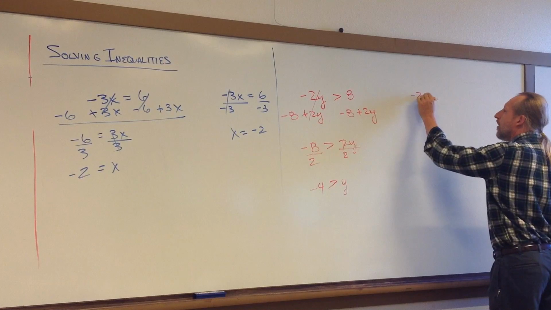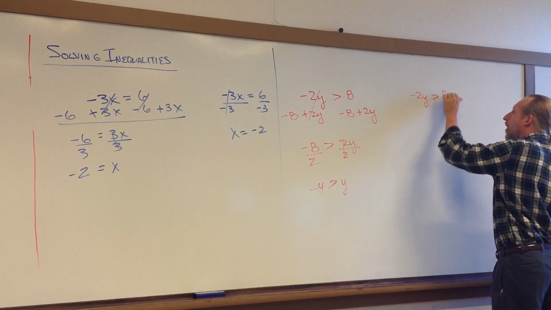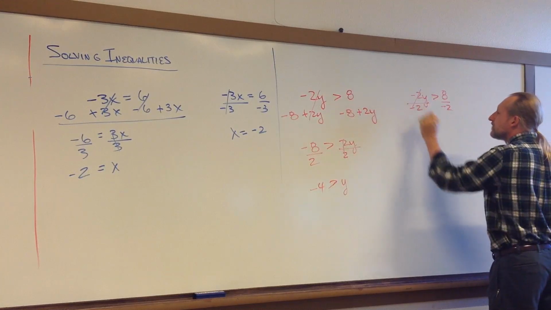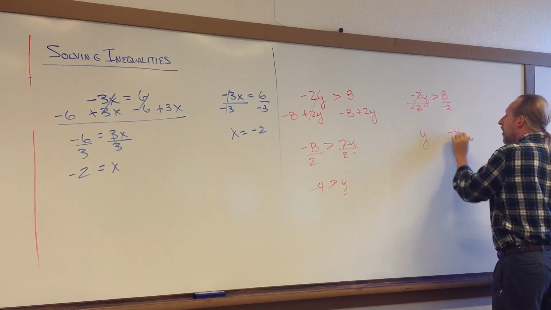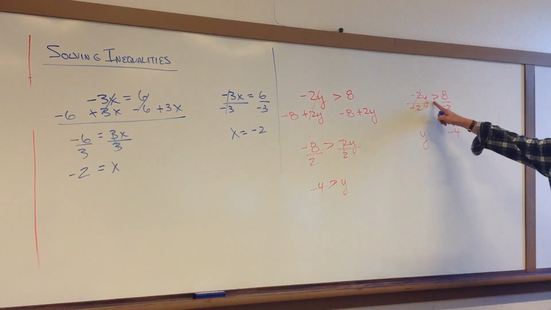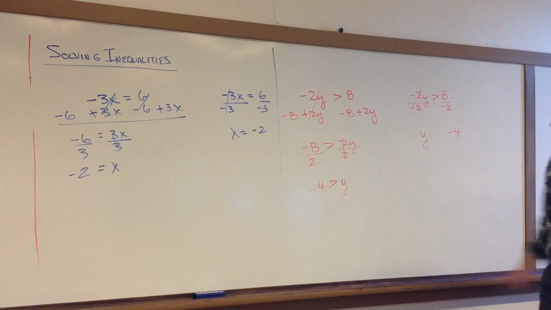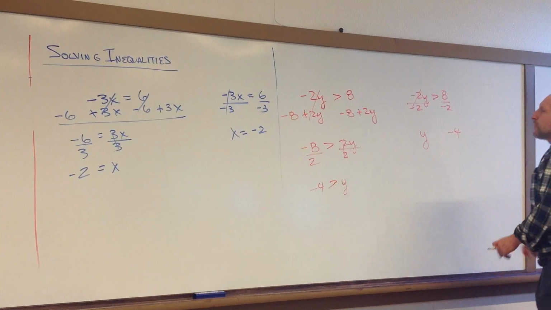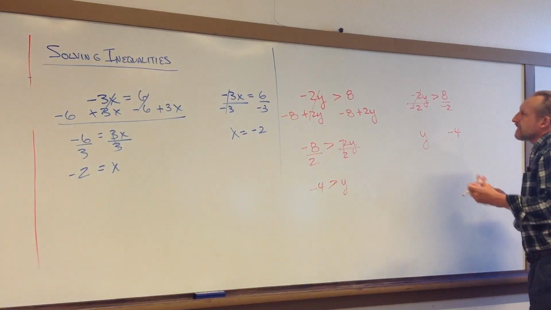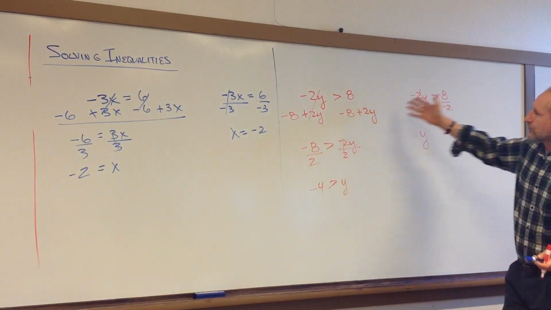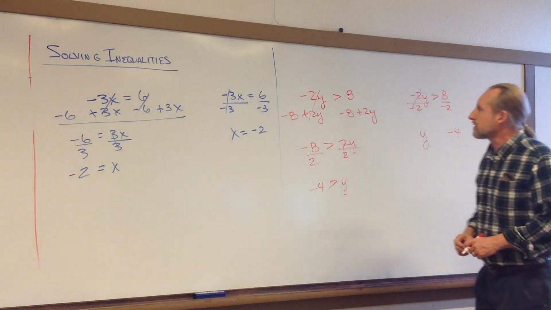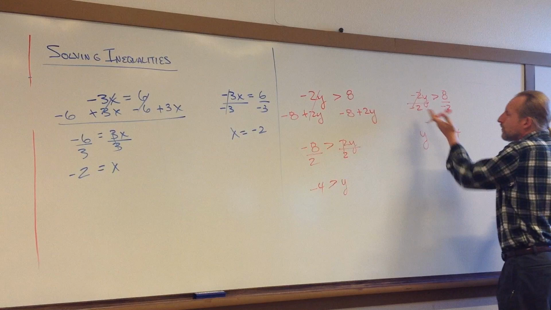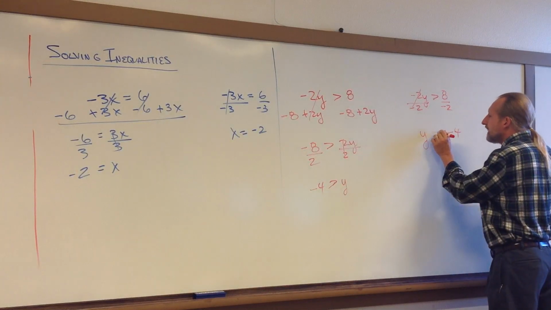Now, if we divide on both sides by a negative 2, if we don't flip this around, we get y is greater than negative 4. But this just told us that y has to be less than negative 4. So if you want to use this, it's not really a shortcut, but it is certainly shorter than going through this process.